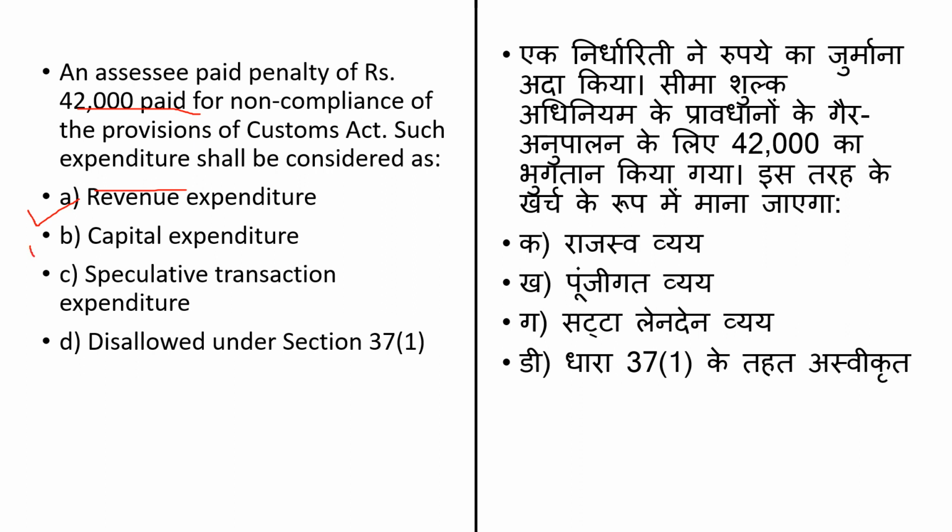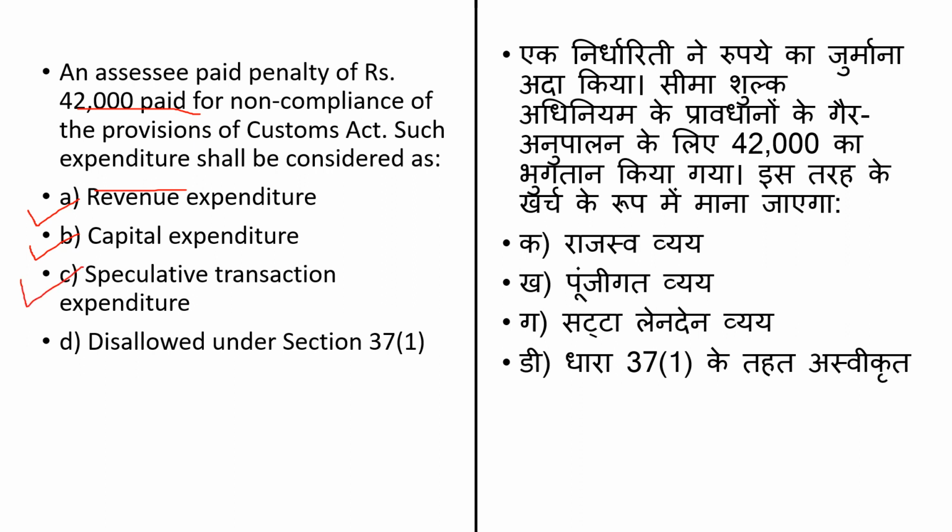Second option is capital expenditure. Now what is capital expenditure? It is an expense incurred on an asset to create a future enduring benefit. For example, a business might buy a new asset like a building, machinery or equipment, or it might upgrade an existing facility, so their value as an asset increases. Third option is speculative transaction expenditure.